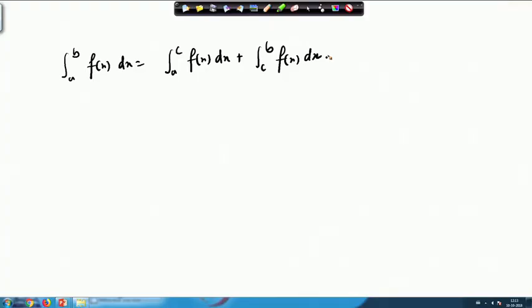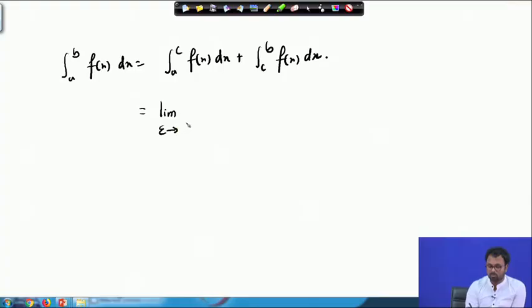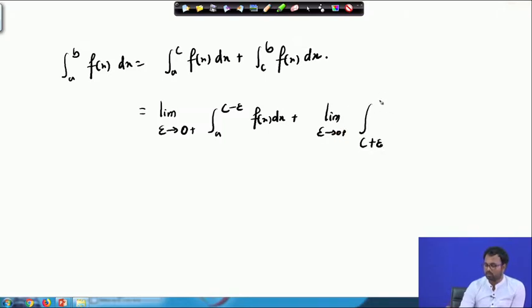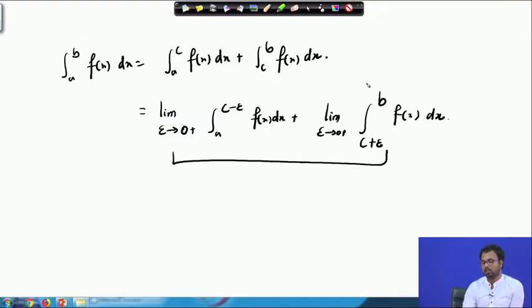So here also at the point of discontinuity, we can break the integral, and now here I can write limit epsilon goes to 0 plus a to c minus epsilon f(x) dx, and here I can write limit epsilon goes to 0 plus, or delta goes to 0 plus, c plus epsilon to b f(x) dx. And if both of these two limits exist, then in that case that will give us the value of the integral.